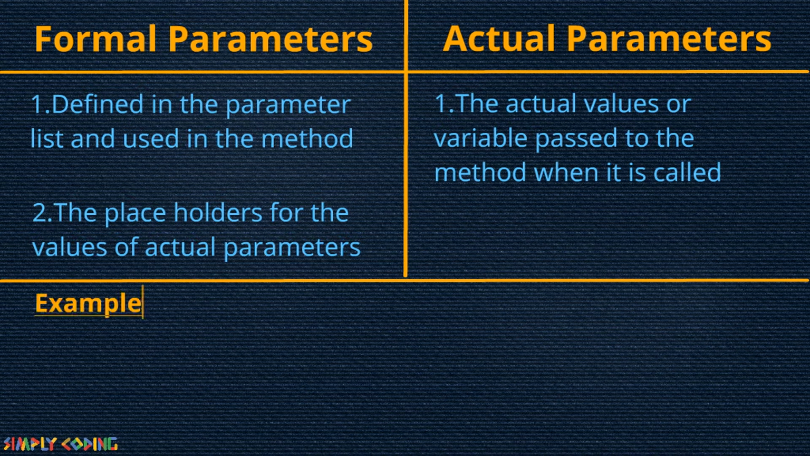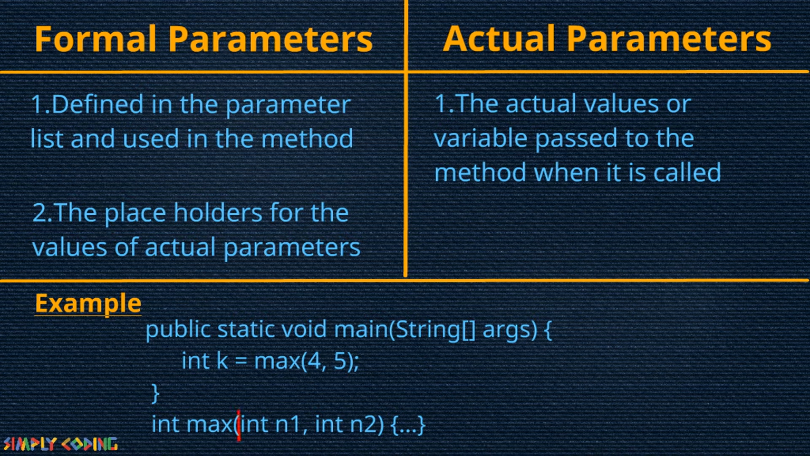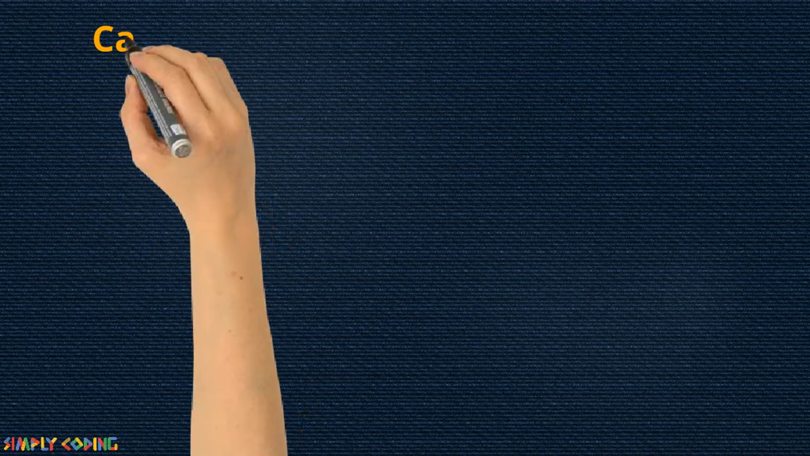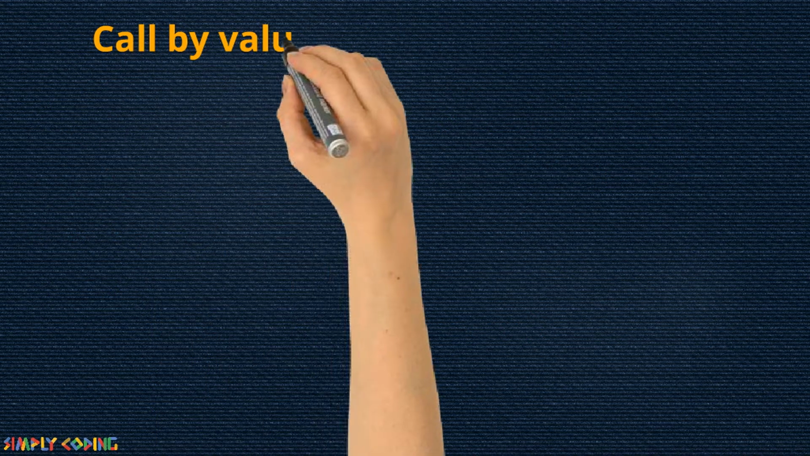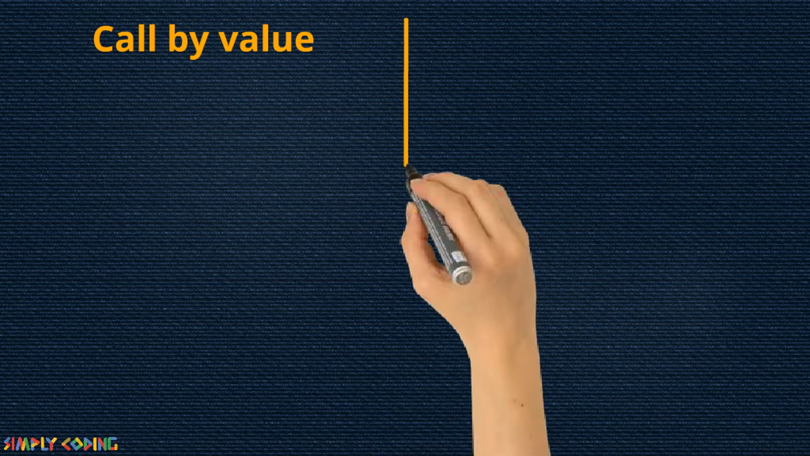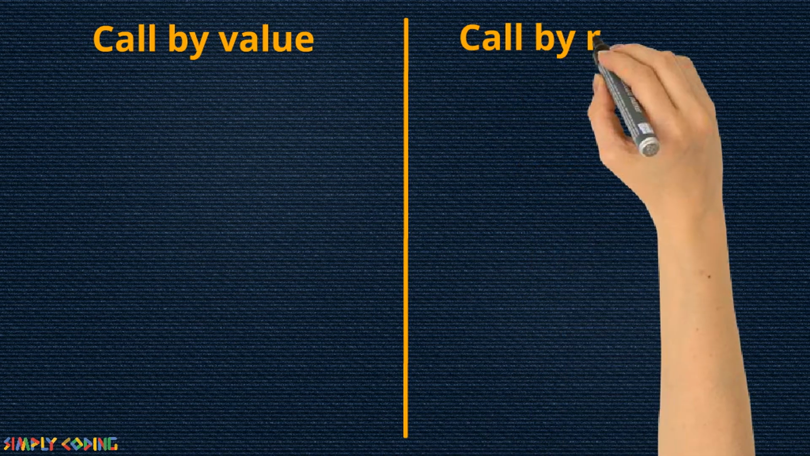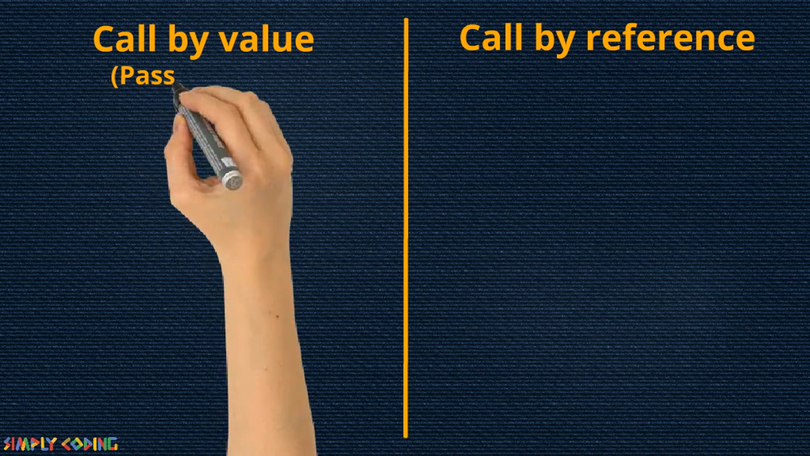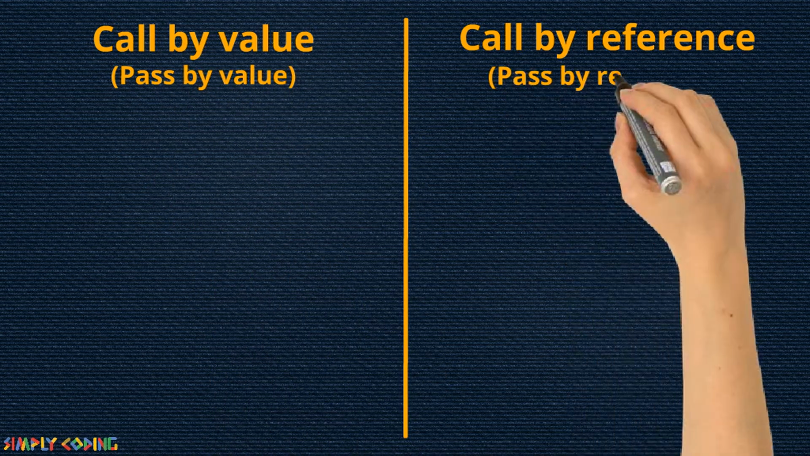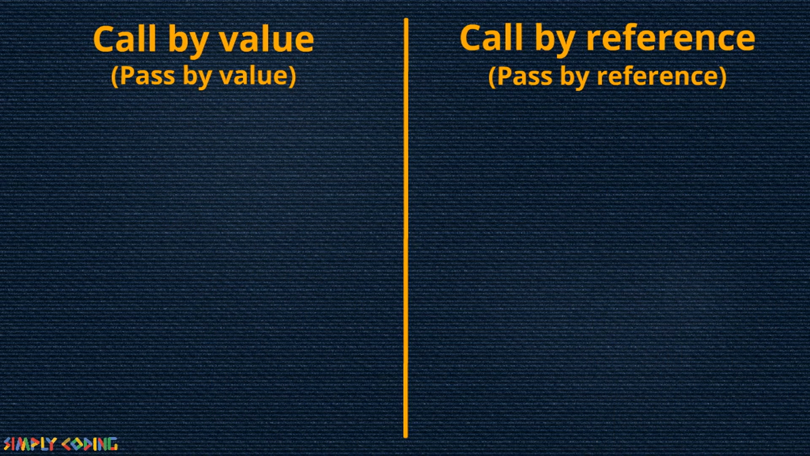So if you see this example, we were passing int value n1 and n2, which are the formal parameters, but numbers 4 and 5 are the actual parameters which are being passed. Now there are two ways of invoking methods. One is call by value and the other is call by reference, also called pass by value or pass by reference. Let's understand pass by value first.